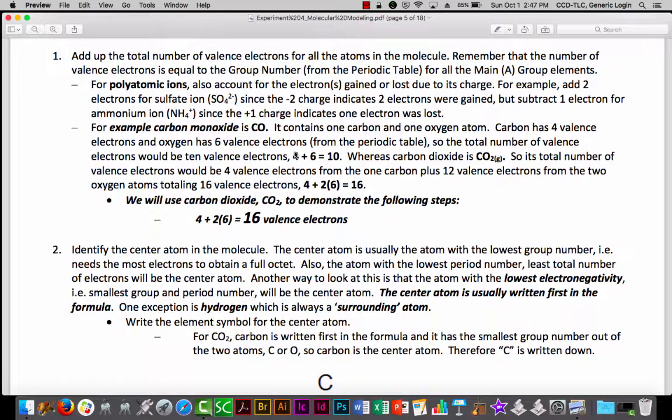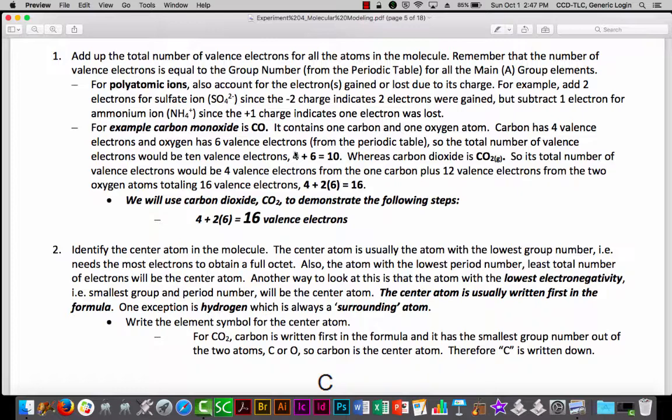For polyatomic ions, you also need to count the electrons gained or lost due to charge. For example, for the sulfate ion, we need to add 2 electrons to the total number of valence electrons, since the -2 charge indicates 2 electrons were gained. For ammonium, we need to subtract 1 electron from the total number of valence electrons, since the +1 charge indicates 1 electron was lost.